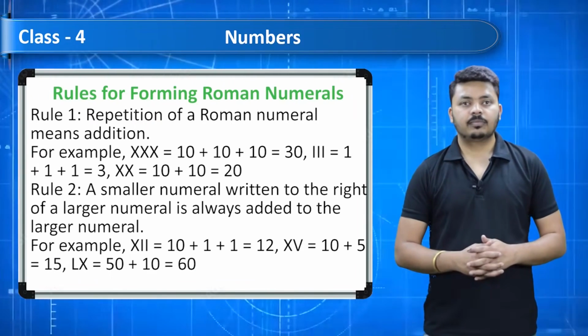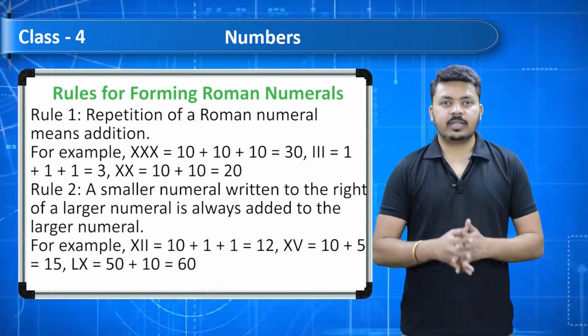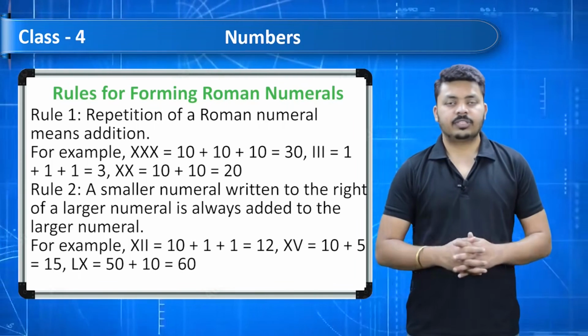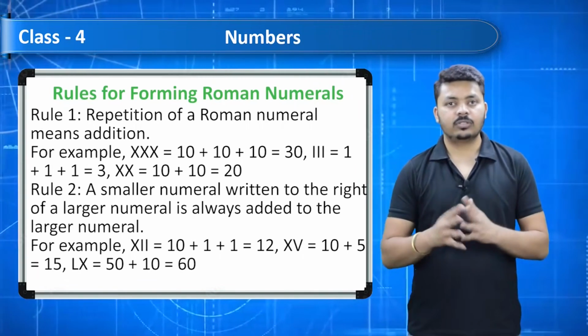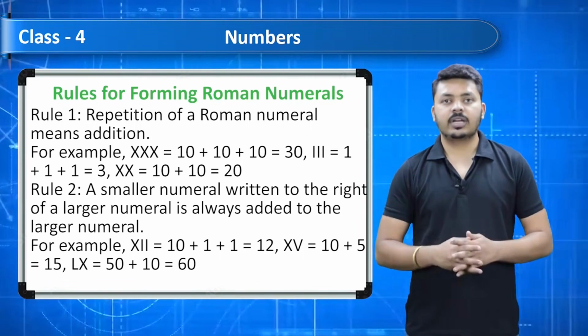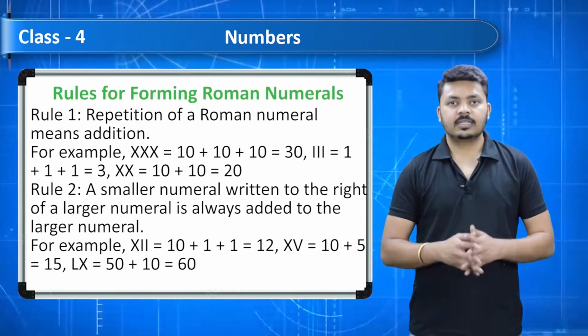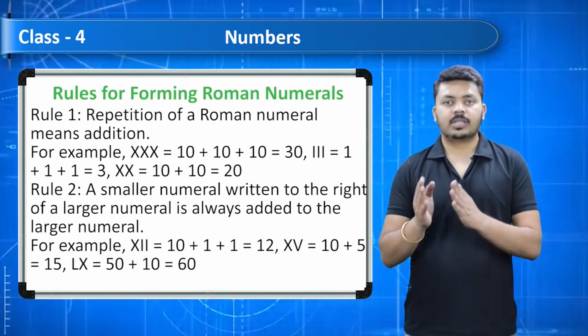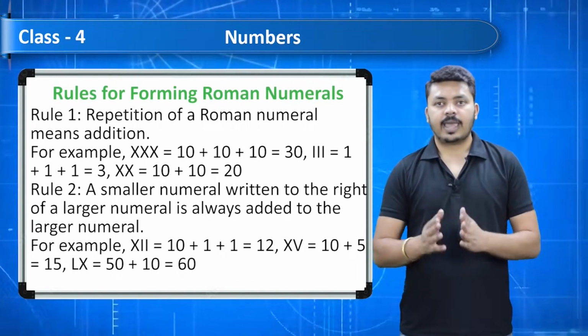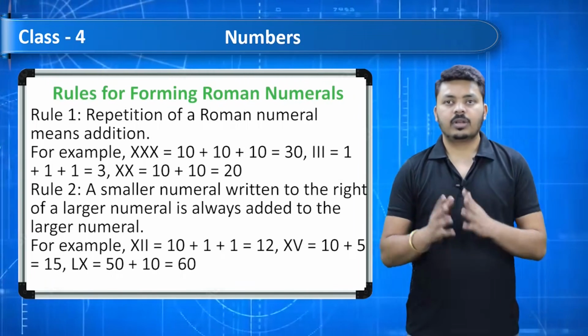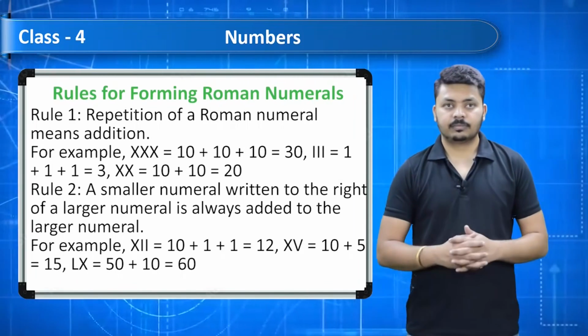For example, here there are 3 X's: X, X, X, which is equal to 10 plus 10 plus 10, as X denotes 10, which is equal to 30. So 3 I's is equal to 1 plus 1 plus 1 equals 3. Now 2 X's, X, X, is equal to 10 plus 10 equals 20.